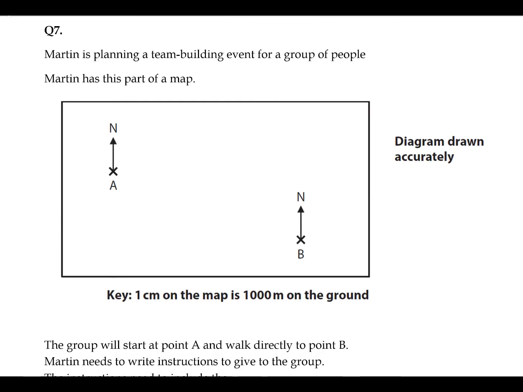Question 7. Martin is planning a team building event for a group of people. Martin has this part of a map. The diagram has been drawn accurately. The key is 1 centimetre on the map is 1,000 metres on the ground. So our strap line is the map, which is centimetres, so 1 centimetre, and the real world, which is metres, and there's 1,000 of those.